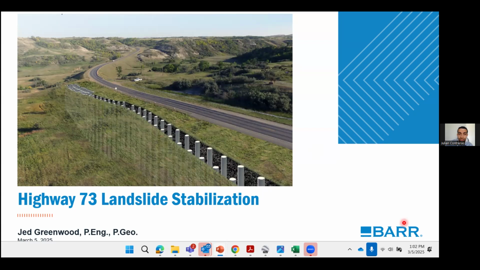The presentation today is about stabilization of large landslides impacting Highway 73 in the Missouri River Badlands. Along a portion of Highway 73 west of Lake Sakakawea in the Missouri River Badlands of North Dakota, landslide activity has been observed for several years. So today is a really good presentation from Jed. So Jed, welcome, and the floor is yours.